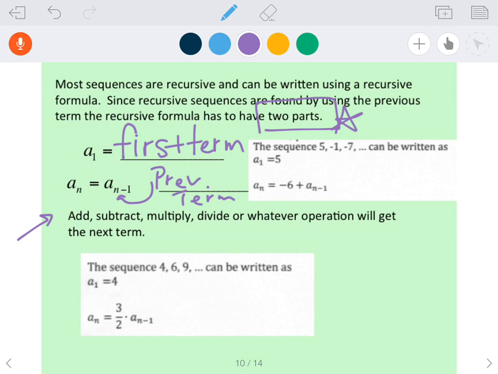So let's take a look at this one right here. The sequence 5, -1, -7 can be written as a sub 1 equals 5, that's the first term, and a sub n equals -6, because that's what you're doing, plus the previous term, which we write as a sub n minus 1. Here's another example, 4, 6, and 9: a sub 1, meaning your first term is 4, and then a sub n equals 3/2 times whatever your previous term would be.